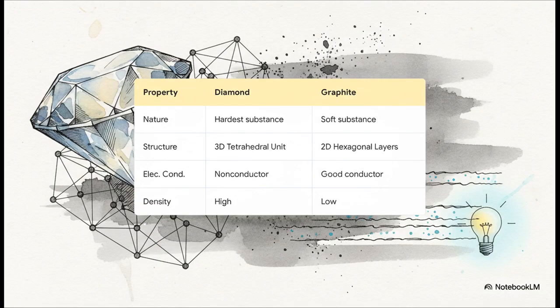Well, that rigid, interlocked 3D structure in diamond is what makes it the hardest natural substance we know. It also makes it a non-conductor of electricity, because all of its electrons are locked tightly in those bonds. Now, graphite, with its weak bonds between layers, can have those layers slide right past each other. That's what makes it so soft and slippery. And those looser electrons within the layers are free to move around, which makes graphite a great conductor of electricity. Totally opposite properties, all from the same atoms.